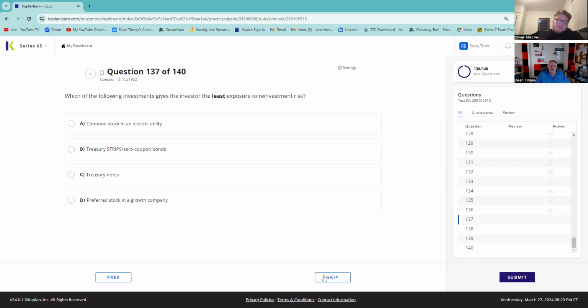Which one gives the investor the least exposure to reinvestment risk? You got this right earlier, so I'm thinking you're going to get it right again. D. Yeah, right on.